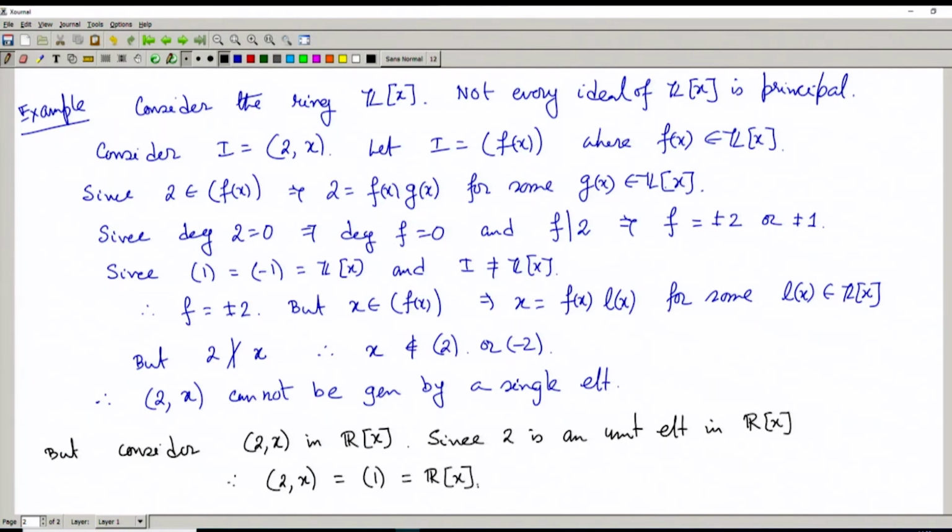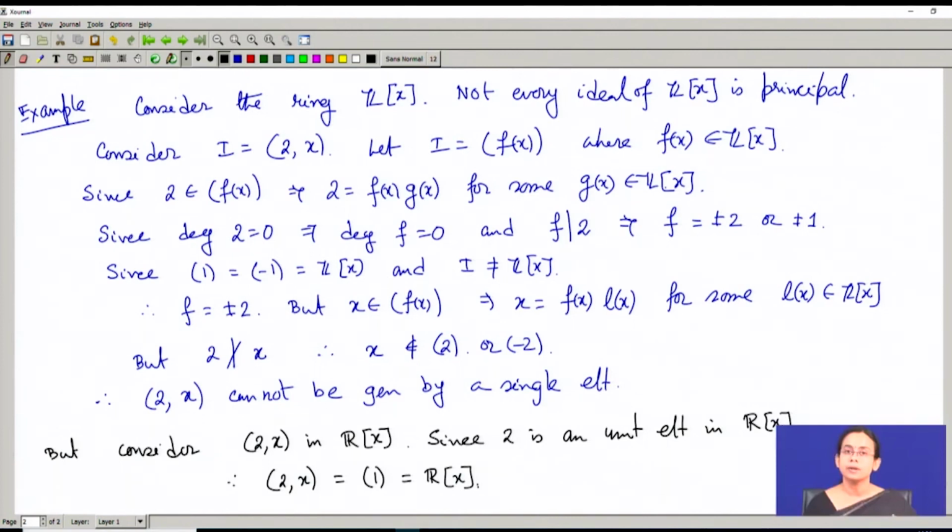Therefore, you can see that it is very important over which ring I am considering the ideal. The same ideal, when considered over Z[x], is not the unit ideal. In fact, it cannot be generated by a single element, whereas the same ideal in the polynomial ring R[x] over a field becomes the unit ideal, which is generated by the multiplicative identity. So, this was all about identifying the ideals of a polynomial ring over a field and the ring of integers.